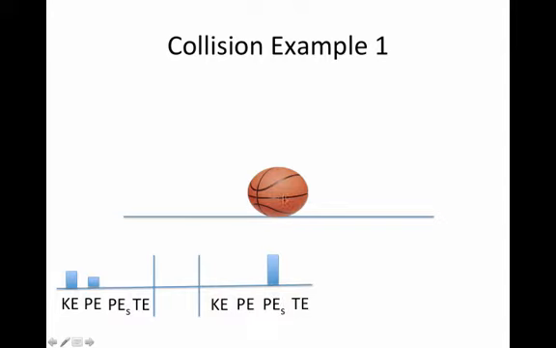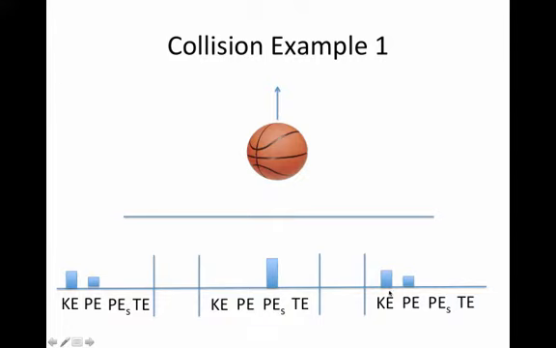There's not a spring inside of there, but it's stored inside the compression of the air molecules. So it's acting a little bit like a spring. After the ball hits the ground, it's going to bounce back up, and that spring energy is going to turn back into kinetic energy and back into potential energy.